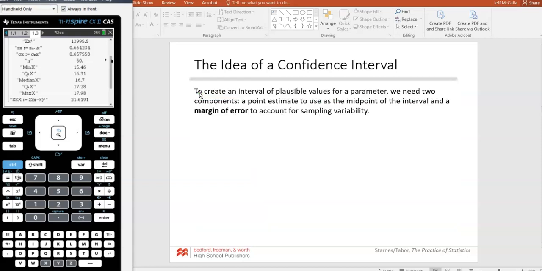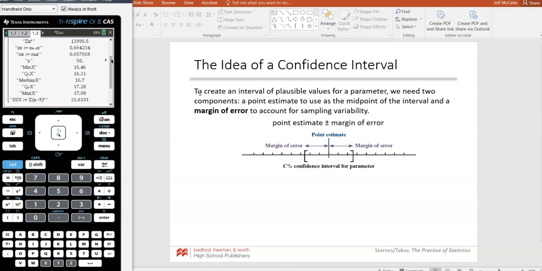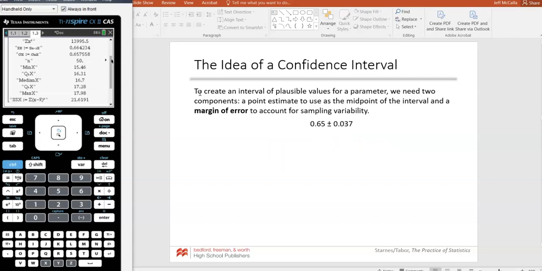To create an interval of plausible values, we need two components: a point estimate to use as the midpoint and a margin of error to account for sampling variability. So it kind of looks like that. I like that picture there where there's a point estimate in the middle. We're going margin of error at each side. It might be a few percentage points on each side. It might look something like that. 0.65 plus or minus 0.037.